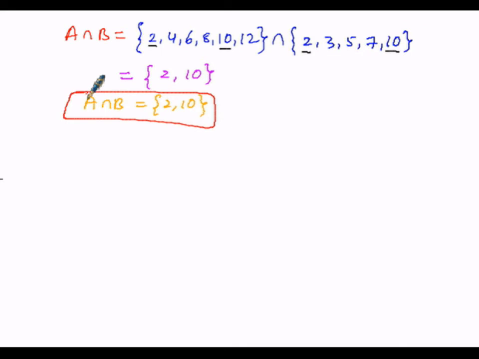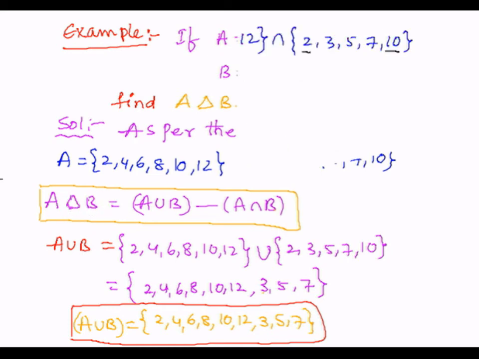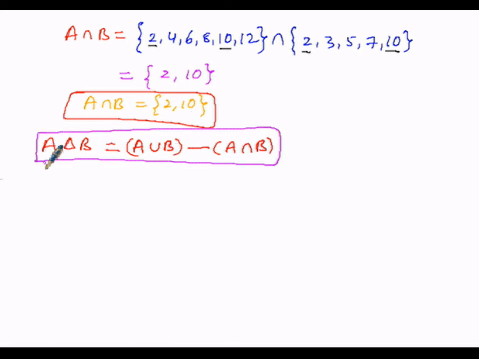In order to find A delta B, the formula is A union B minus A intersection B. So A union B minus A intersection B is equal to A delta B. Based upon this formula, I am going to find out A delta B. That equals A union B.